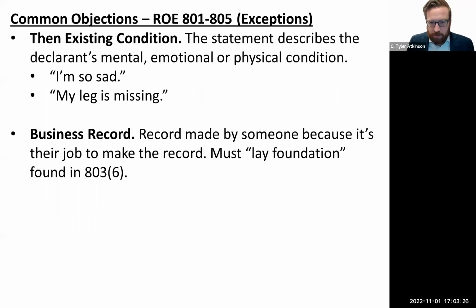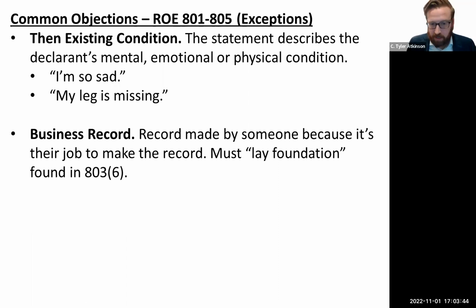Then existing condition is a statement that describes the declarant, the person who's making the statement, the declarant's mental, emotional, or physical condition. I'm so sad right now, mental condition. My leg is missing. That's a physical condition. I'm missing my leg.